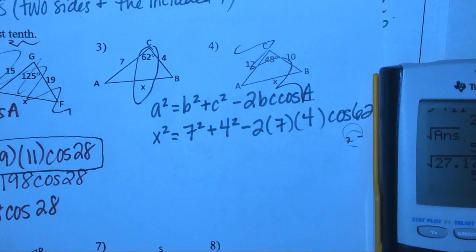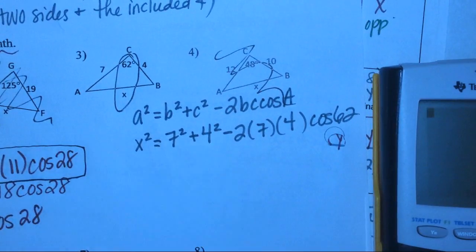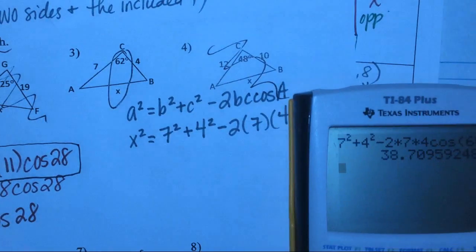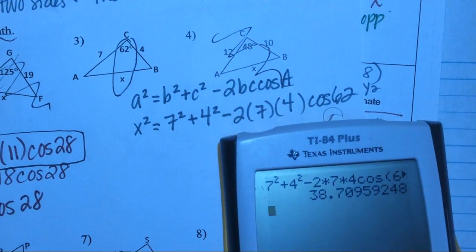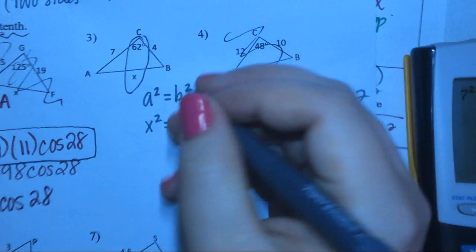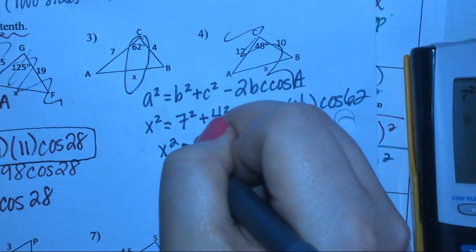So again, Tilly has some options. She can take that entire line and from here type it in her calculator. So 7 squared plus 4 squared minus 2 times 7 times 4 cosine 62. Type the whole line in your calculator and you end up getting 38.7. There's nothing wrong with that. But I always like to show my work and make sure the teacher's giving me all my points. Plus I like doing fun math.